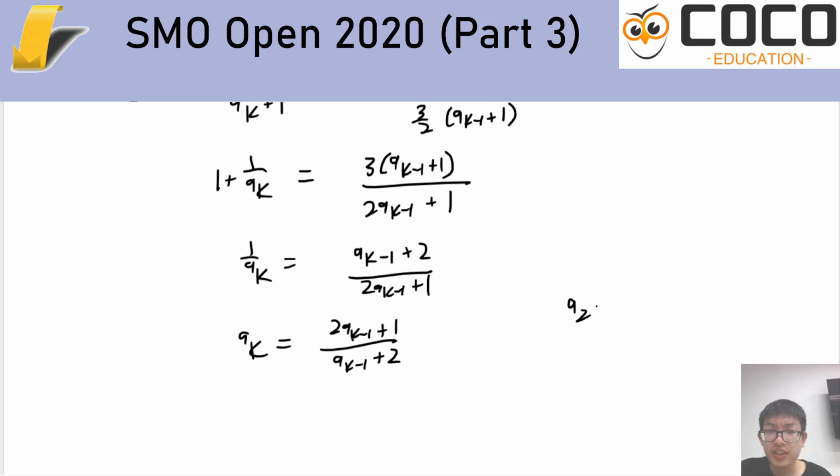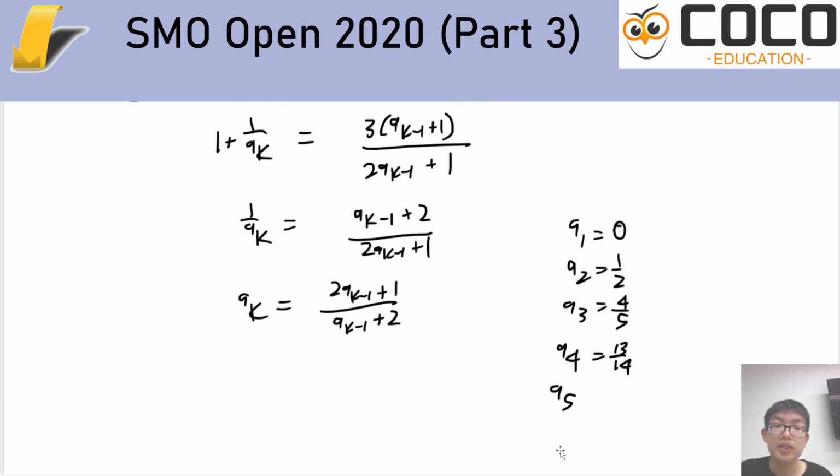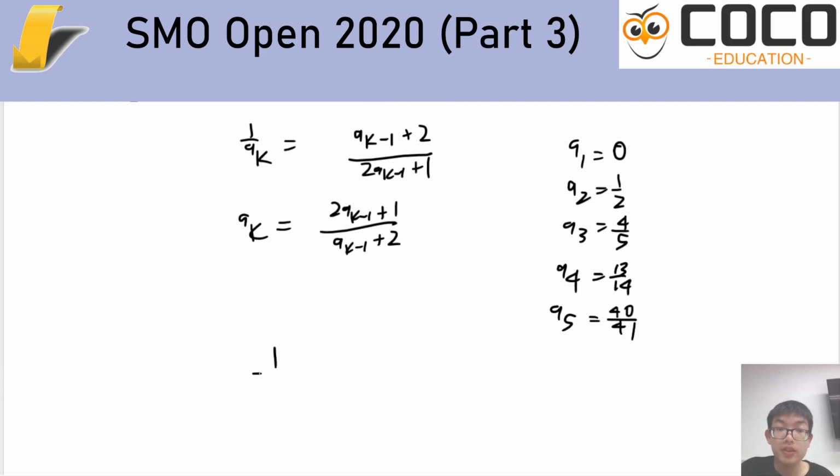Right? I've got A2 is half, so I can just put half into here. It gives me 2 over 5 halves. This one would give me 13 over 5 over 14 over 5. And this one would give me 40 over 41. So the answer, which is 1 over 1 minus A5, is equal to 41.